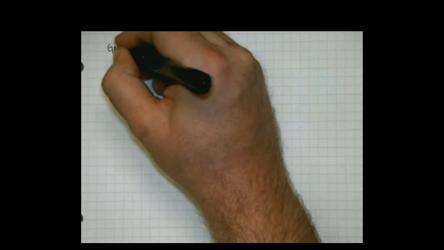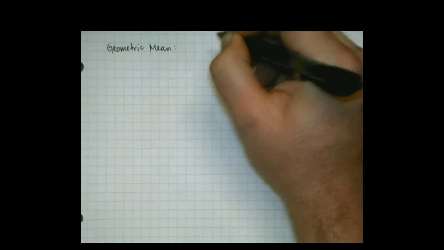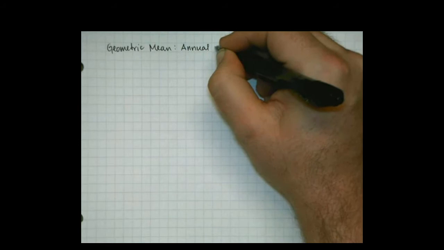Now this particular one could be of interest to a bunch of people because it deals with money, but at the same time it's one that your calculator might well do for you. I think it's useful to see how it works so that you can understand what the calculator is actually doing. So we're going to talk about an application of geometric mean, and I want to talk about annual return on an investment.